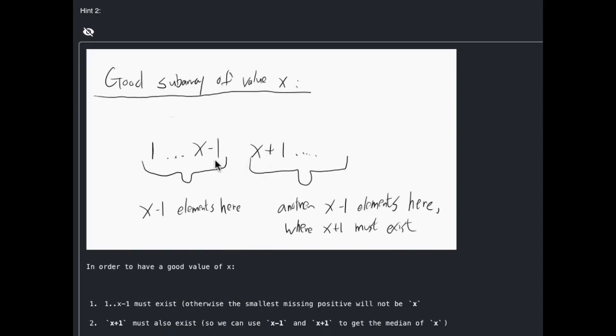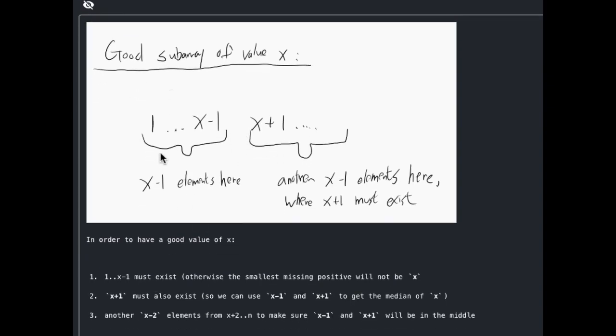So if we only look at x minus 1 and x plus 1, you can see 1 all the way to x minus 1 must exist. Because for example, if something like 2 does not exist in here, then the minimum missing positive will be 2 instead of x. So x minus 1 elements must exist in here on the left hand side. And then we also want x plus 1, because otherwise we cannot get the median of x. And after x plus 1, another x minus 2 elements must exist as well, because we want to put x minus 1 and x plus 1 in the middle of the subarray after sorting. So that's pretty much the condition of a subarray.